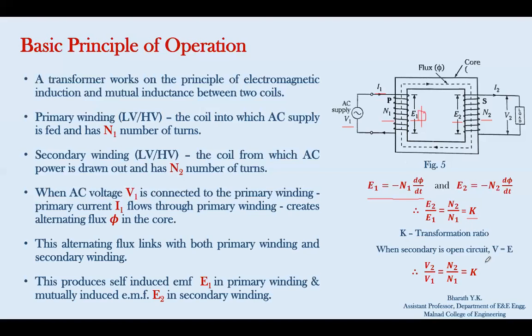When the secondary of the transformer is open circuited, V becomes equal to E. Therefore, V2 by V1 is equal to N2 by N1, and is denoted using K.